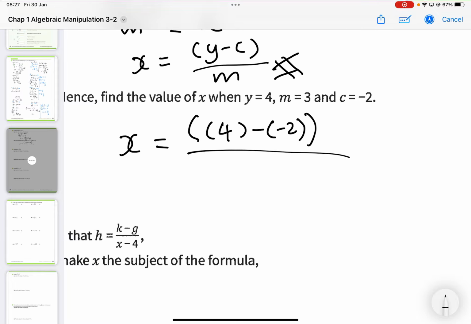I want to substitute M, I put a bracket and put 3 inside. And with all these correct brackets, you can key this whole thing into the calculator for your answer also. But the numbers are easy enough. 4 minus negative 2 becomes 4 plus 2. 6. 6 divided by 3, 2.